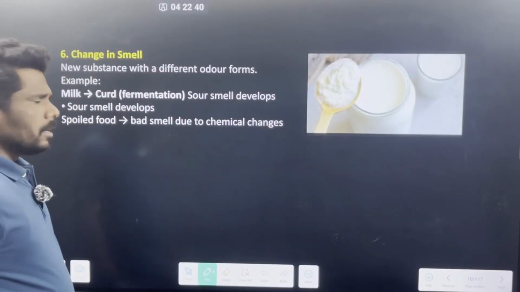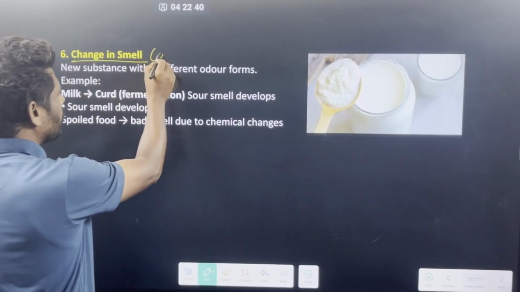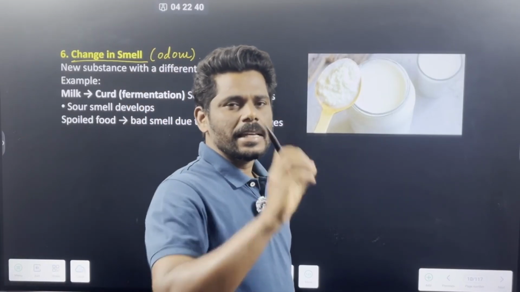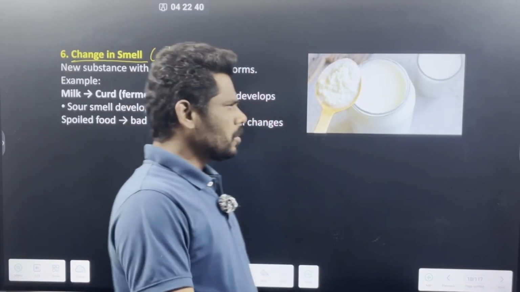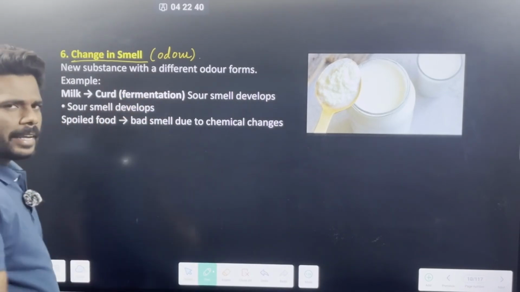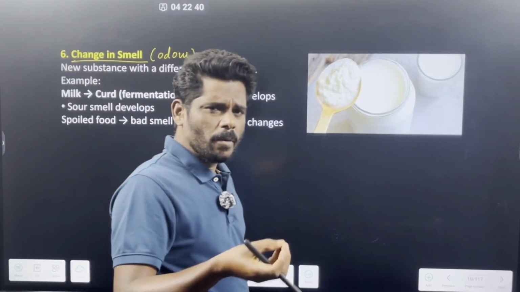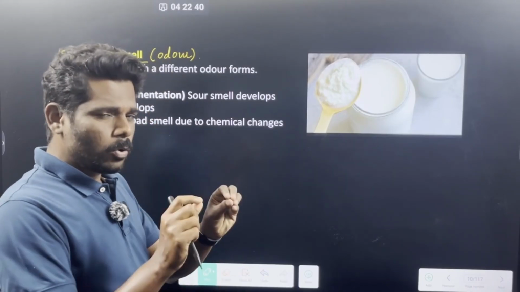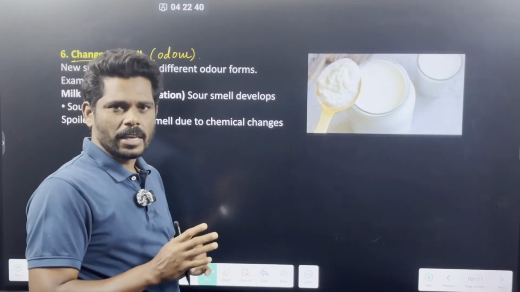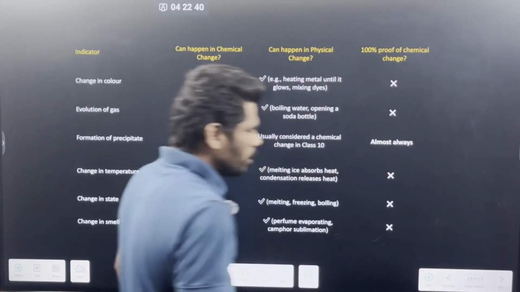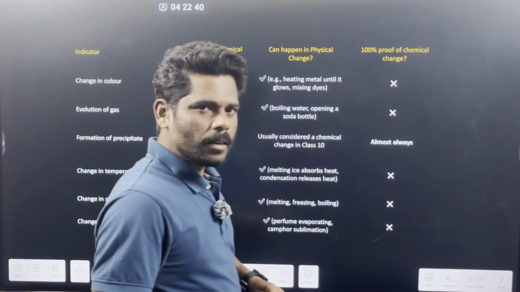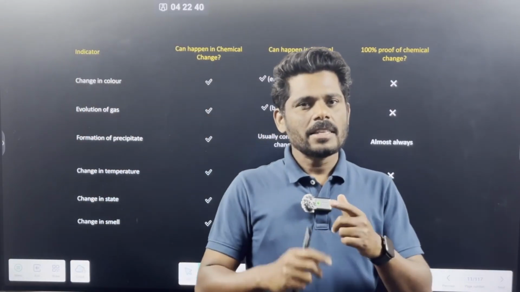At last, change in the smell, that is change in the odor, is also an indicator of a chemical reaction. Usually these are examples like milk setting into curd, or the food which is spoiled becoming some kind of odd, rotten smell. That change in the smell or odor is also an indicator of a chemical change. So now the question comes here. In the beginning questions, we have seen that change in the color happened, change in the physical state happened.